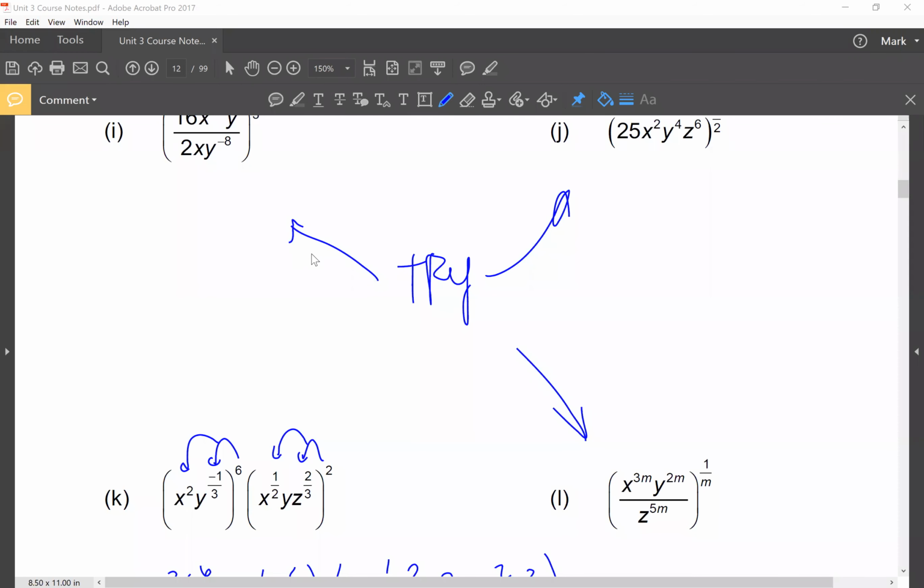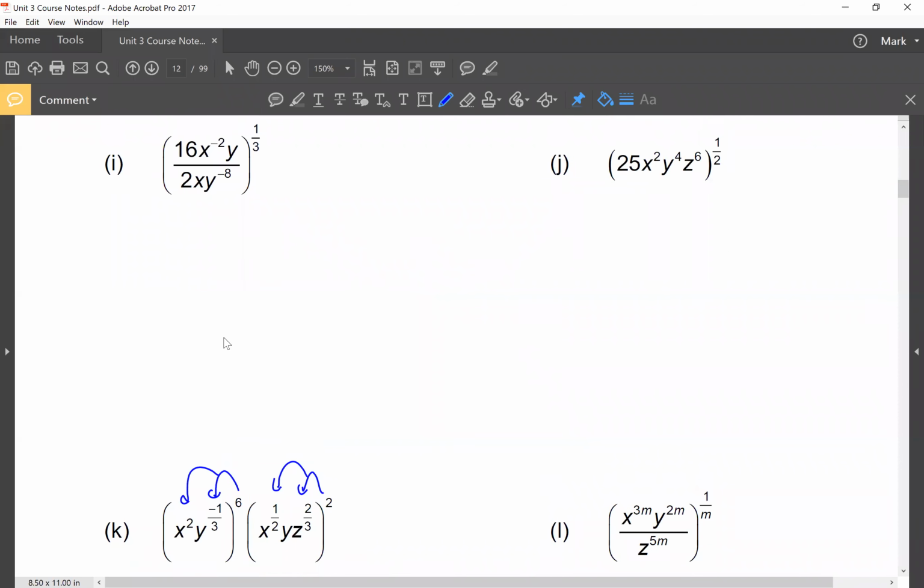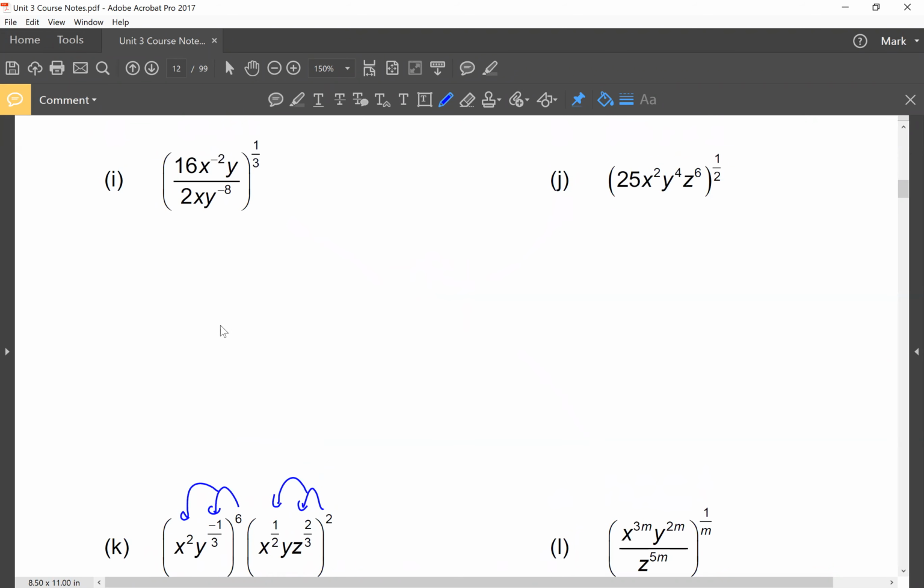Okay, let's look at the answers to this. I'm getting some answers in the chat there. Let's see what we get for this. So for question number I, what I'm going to do is I'm going to try to simplify this first, meaning I'm going to do what's in the brackets first, and then I'll worry about the 1/3 on the outside.